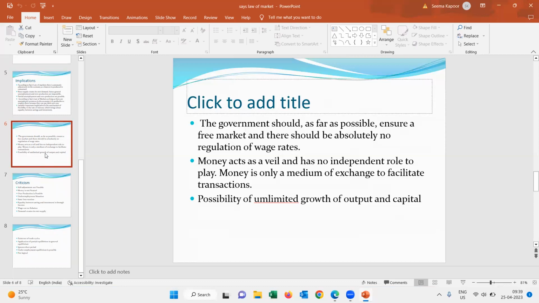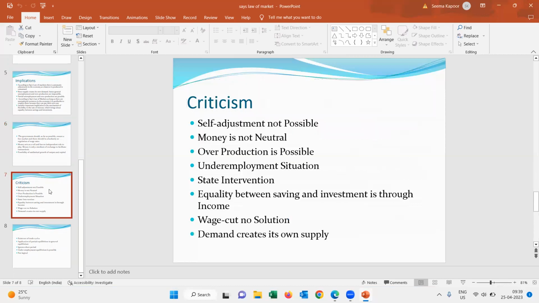In this way, Say's law rules out any trade cycle in the economy. And the trade cycle concept was given by Keynes after the World War. These are the important implications of Say's law. Now, next is criticism.